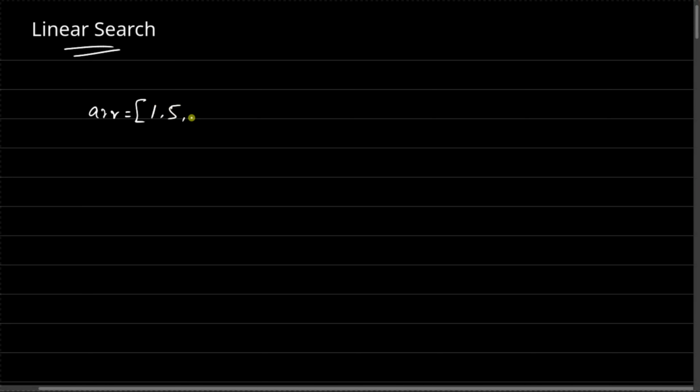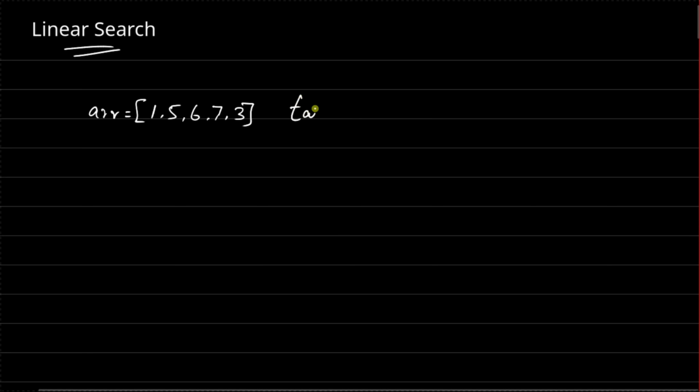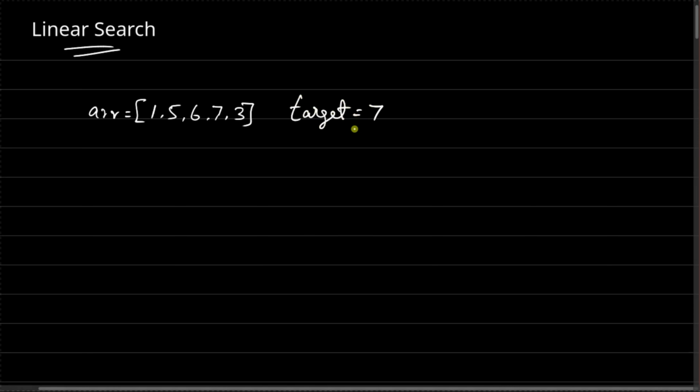1, 5, 6, 7, 3. This is an array with some integer elements. Let's write a target equal to 7. Our task is to find whether this target element is present in the array or not using linear search. As I told earlier, linear search is a simple approach to check whether an element is present or not in an array. Let's start from the first element.